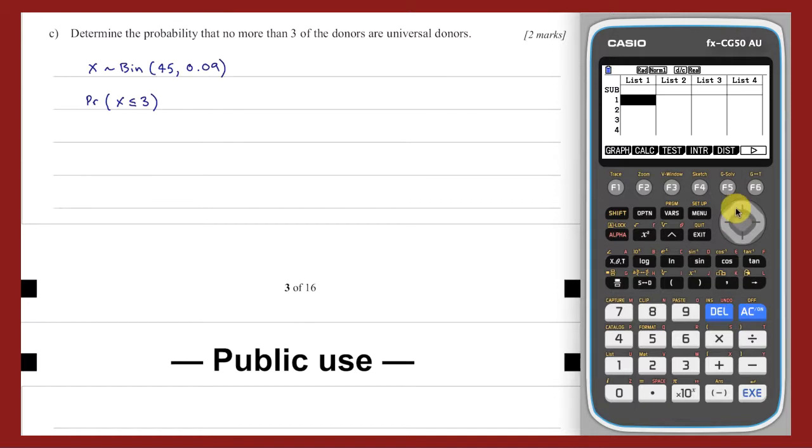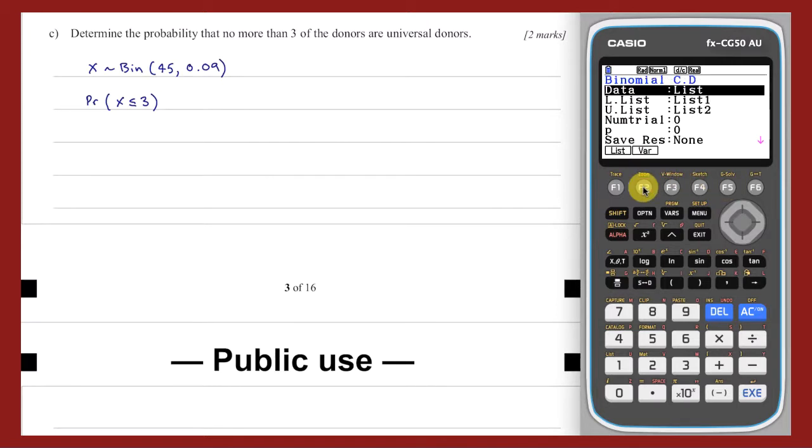Open the distribution menu by pressing F5 and select the binomial distribution by pressing F5 again. To perform a cumulative calculation such as this, select BCD by pressing F2. Set the data to variable by pressing F2. As we want the probability between 0 and 3 inclusive, these are our lower and upper bounds. Enter the number of trials n and probability p. Press execute.